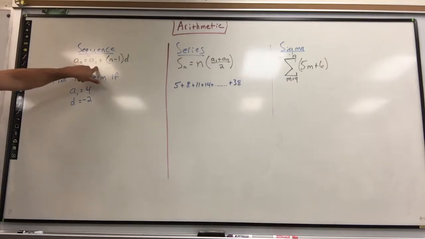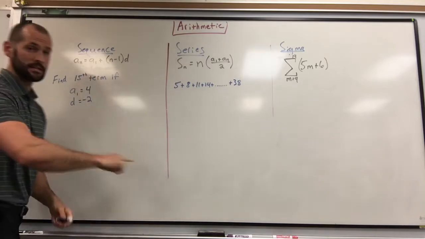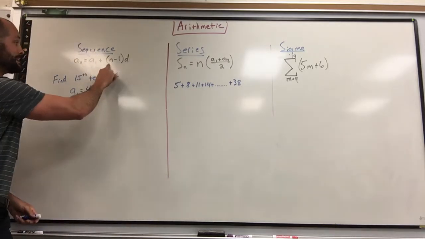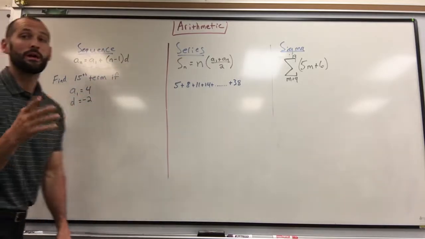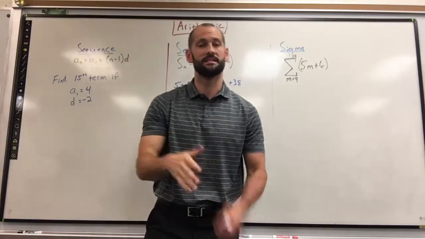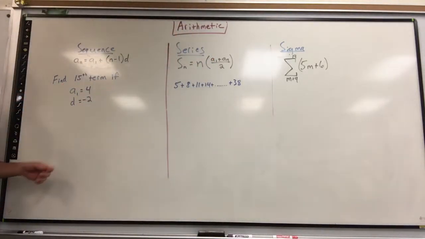Okay, so different formula this time. If you have a formula for a sequence that requires a sub 1, n, and a d, you need to know what those are. A sub 1 is still our first term. N is still the number that we desire in the sequence. And d is the common difference. This is the additive pattern. So let's see what they give us. Find the 15th term if a sub 1 is 4 and the common difference is -2.